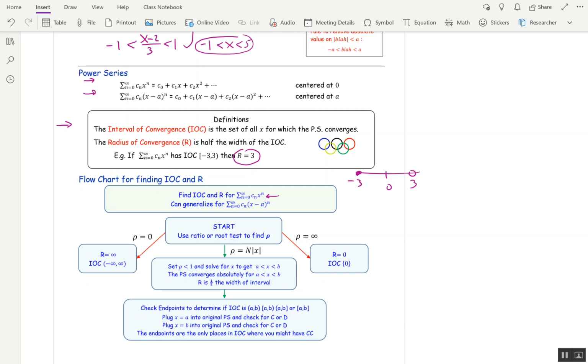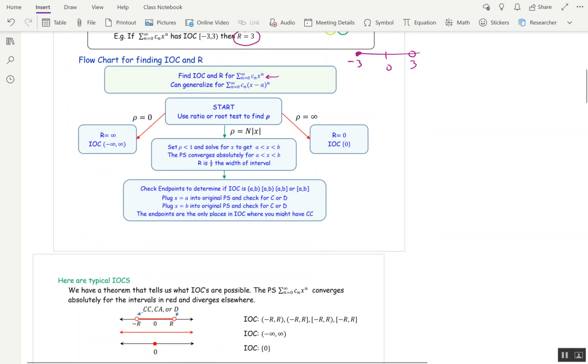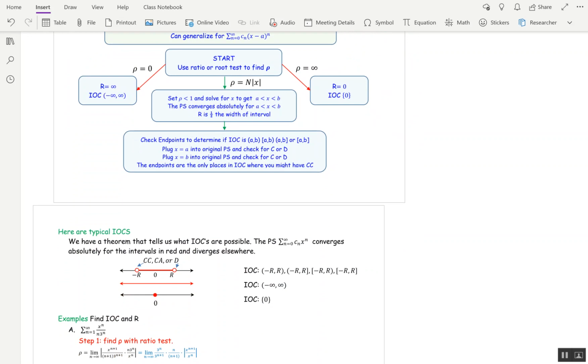One thing I want to mention in terms of the typical IOCs you're going to see, there are three possibilities. Your interval of convergence will either be a single number where the power series is centered, and that means the series will diverge everywhere aside from that number, or the power series will converge everywhere, in which case your IOC is the whole line, or, last case, the interval of convergence will be some finite interval on the line, centered around wherever the power series is centered.